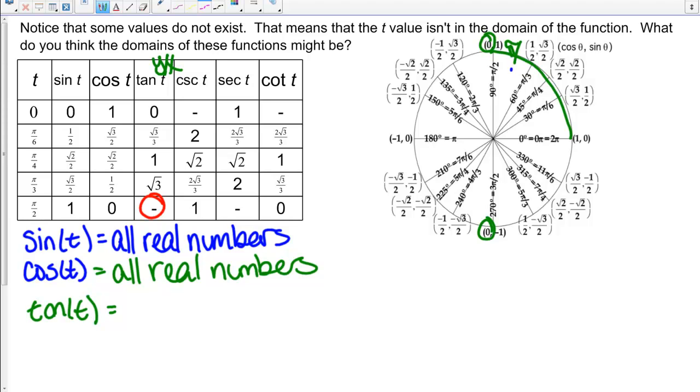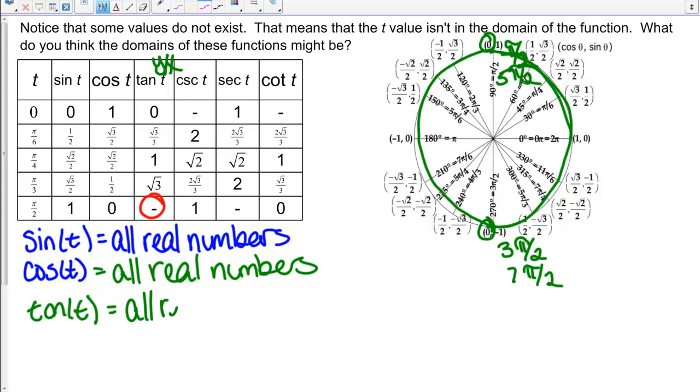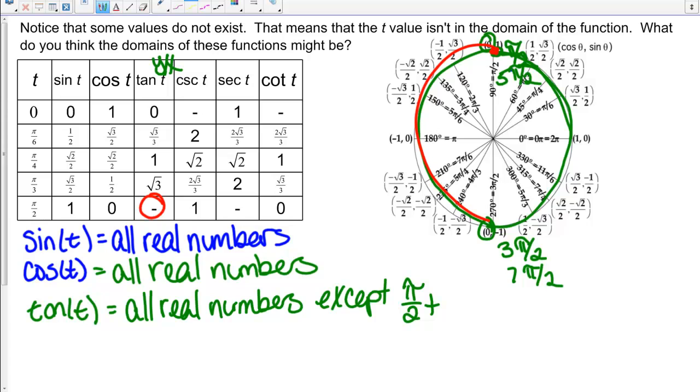and 3 pi over 2, and then we have to remember that we can go back around to hit 5 pi over 2 and back around to hit 7 pi over 2. So our domain is all real numbers except pi over 2 plus, so we get to pi over 2 plus adding any multiple of pi. So n right here is going to be an integer. So 0, 1, 2, 3, 4, 5, negative 1, 2, 3, 4, 5, all of those numbers.